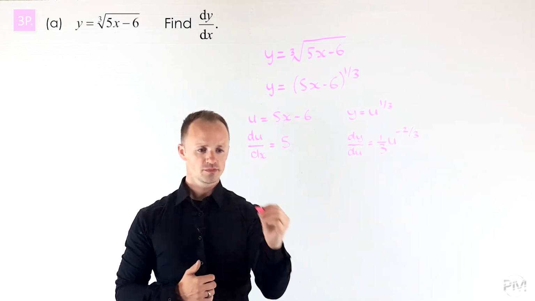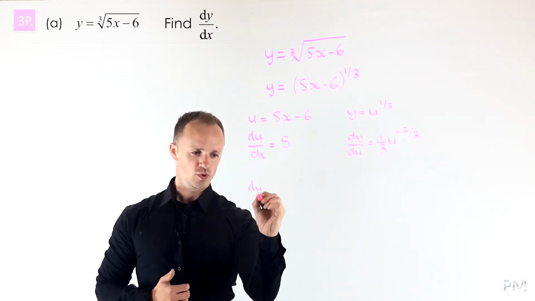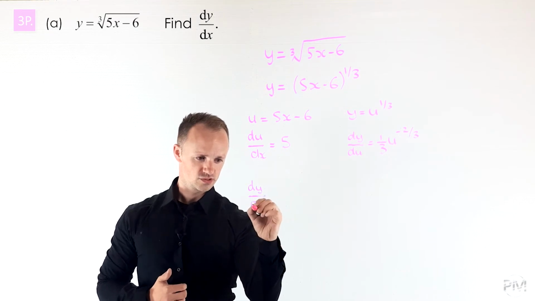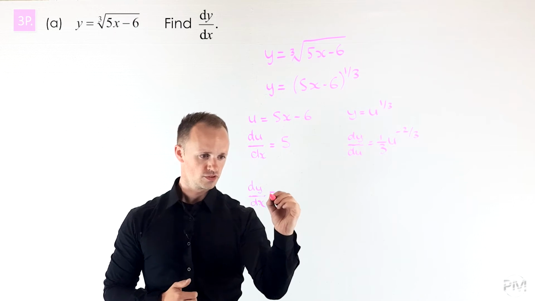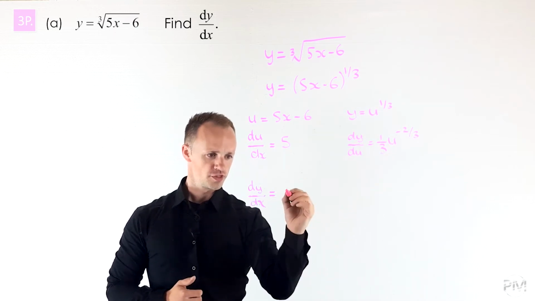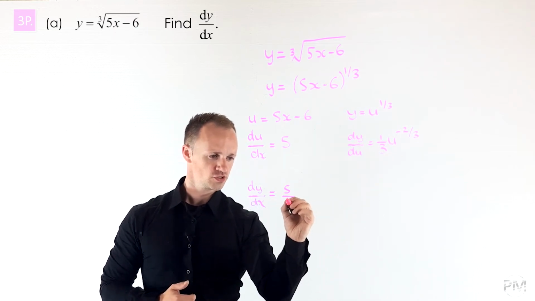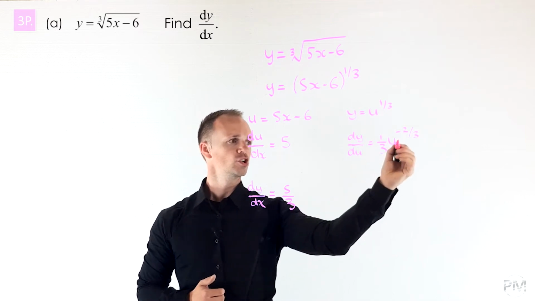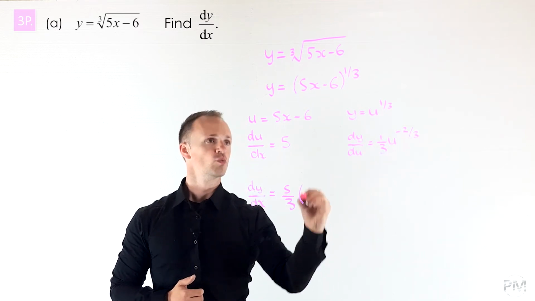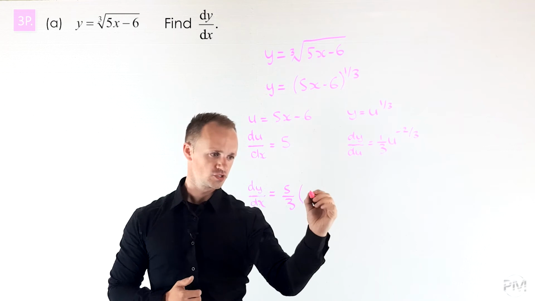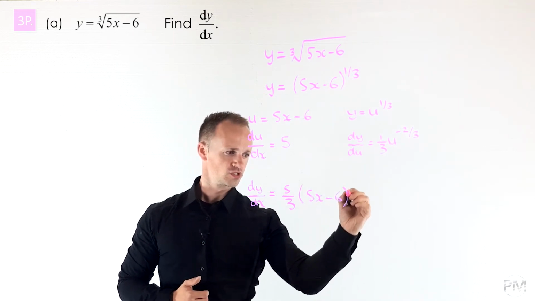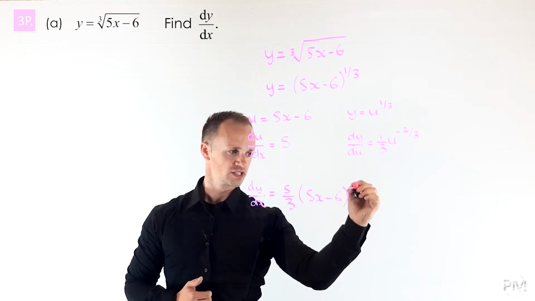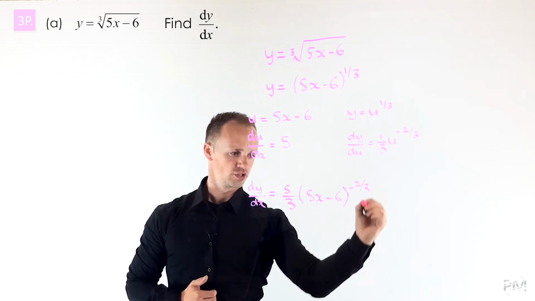Now we can combine them using the chain rule. We get dy by dx equals 5 multiplied by 1/3, so we'll just write that as 5/3. And then we've got u to the negative 2/3. Well, u is just 5x minus 6. So we get 5x minus 6 to the power negative 2/3.